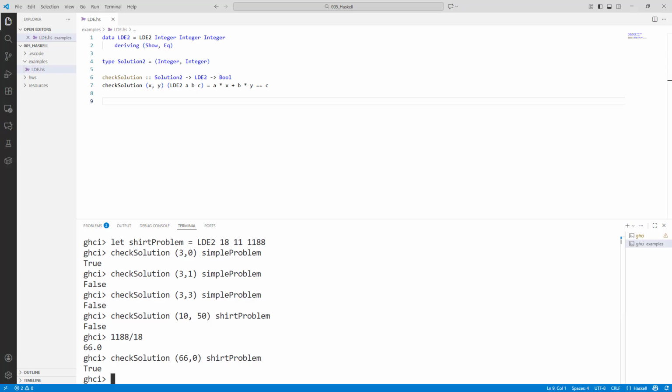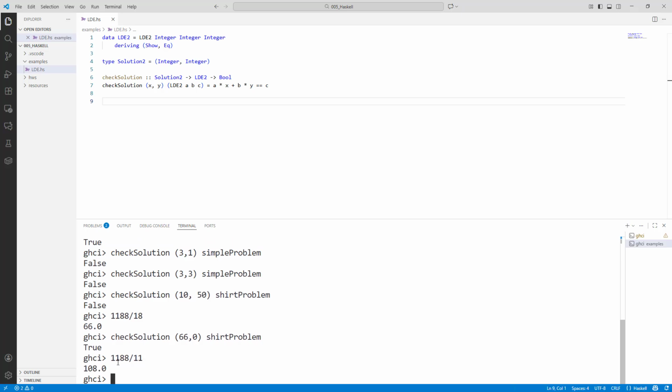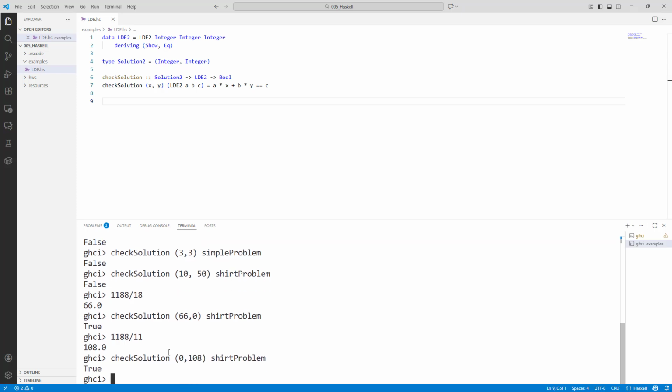But yeah, it is good. What about if we go the other way around? Yeah, we only buy the other shirts. So 0 and then 108 would also be a solution, yes. So we found two solutions, and they are actually quite easy just by playing around with GHCi. But this is just because our input data is too easy.